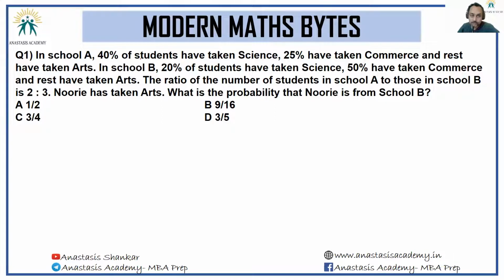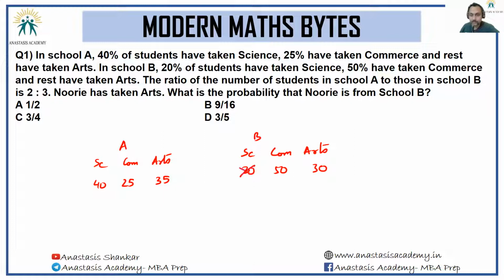In school A, 40% of the students have taken science, 25% have taken commerce, and the rest have taken arts. So A has a split of science, commerce, and arts as 40, 25, 35. In school B, the split of science, commerce, and arts is 20, 50, and 30. The ratio of the number of students in school A to those in school B is 2:3.